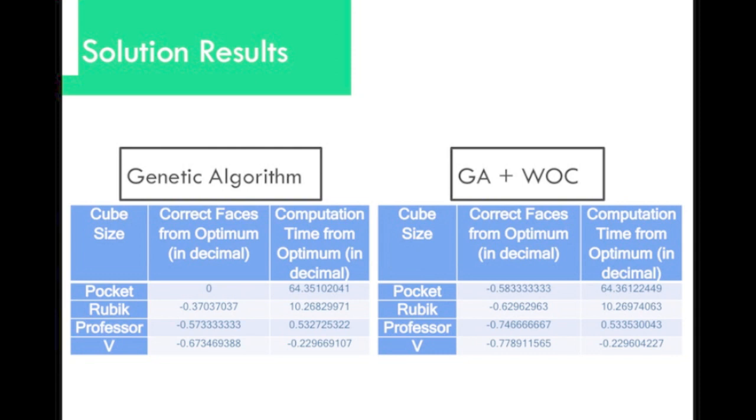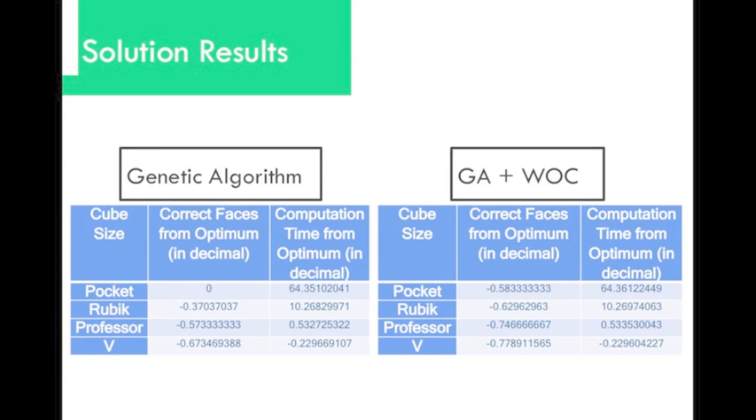So you'll see that for the pocket cube, there were 0 correct faces from optimum. This means that the actual pocket cube was solved by the genetic algorithm. You'll see the Rubik's cube is about 37% off from the actual correct faces. So I'd wager that means there was probably about 40 solved faces for the 54 that there should have been. The professor cube was about 50% off, and the view cube was about 67% off.